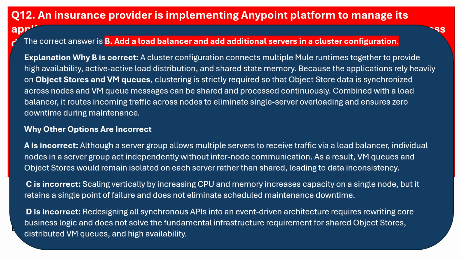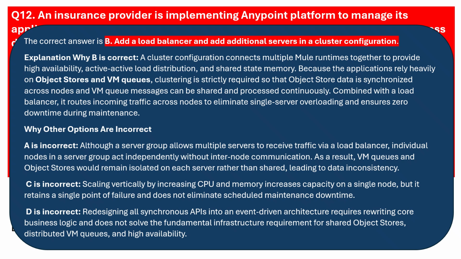A is incorrect. Although a server group allows multiple servers to receive traffic via a load balancer, individual nodes in a server group act independently without inter-node communication. As a result, VM queues and object stores will remain isolated on each server rather than shared, leading to data inconsistency. C is incorrect.